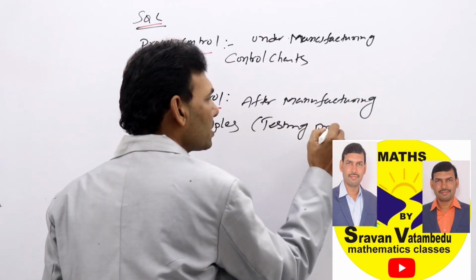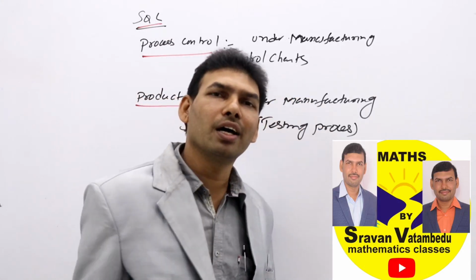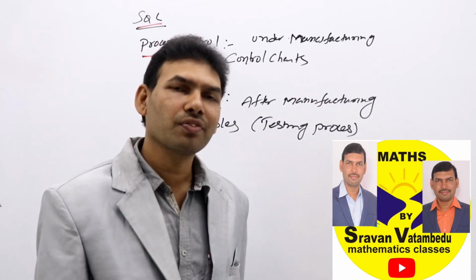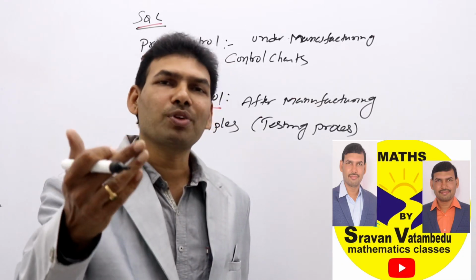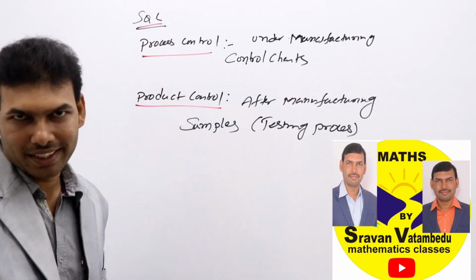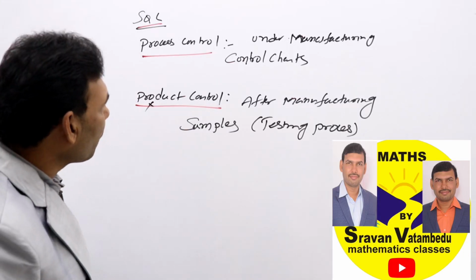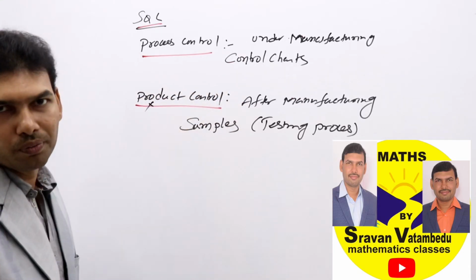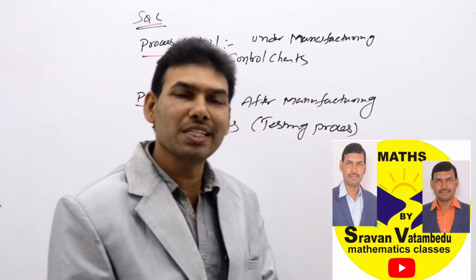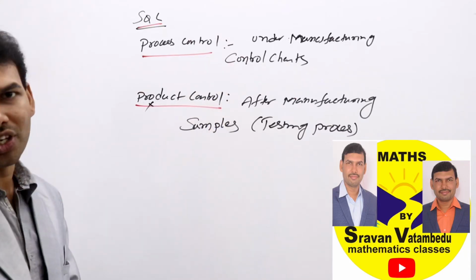Already we discussed this, testing of hypothesis. The manufacturer will give one claim. We are going to test whether the claim is acceptable or not by taking some samples. That is called the sampling technique. That is not our topic now. Now our topic is process control. In process control, how are we going to decide whether the process is under control or out of control? This can be done using control charts.